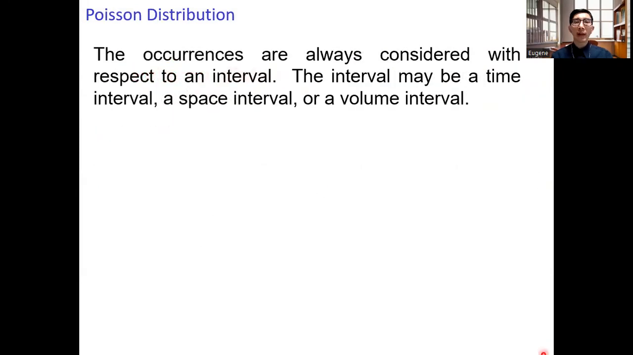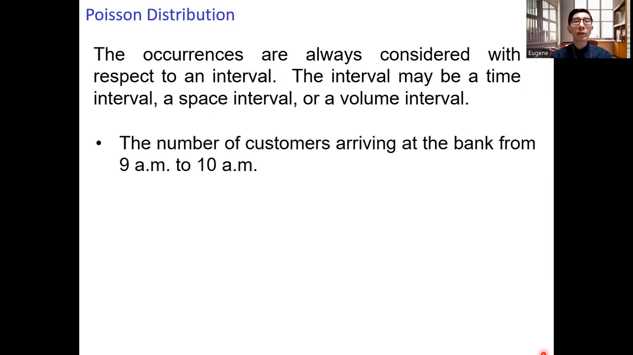The occurrences of events are always considered with respect to an interval. The interval may be a time interval, a space interval, or a volume interval. For example, we can use the Poisson distribution to model the number of customers arriving at the bank from 9 a.m. to 10 a.m. Here, the time interval is the 1 hour period from 9 a.m. to 10 a.m.